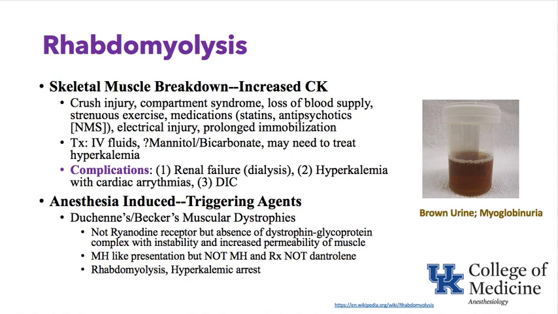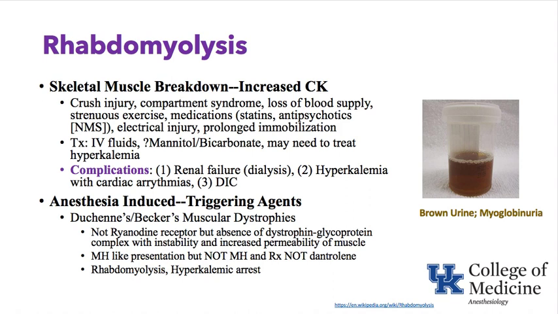Complications of rhabdomyolysis include renal failure, even requiring dialysis, hyperkalemia because of the release of potassium from that dead muscle, even to the point of cardiac dysrhythmias, and disseminated intravascular coagulation. Anesthesia-induced rhabdomyolysis can occur when triggering agents like succinylcholine are used in a patient with, for example, Duchenne's or Becker's muscular dystrophies. And this is not a ryanodine receptor issue, such as in malignant hyperthermia, but the absence of dystrophin glycoprotein complex with instability and increased permeability of muscle.